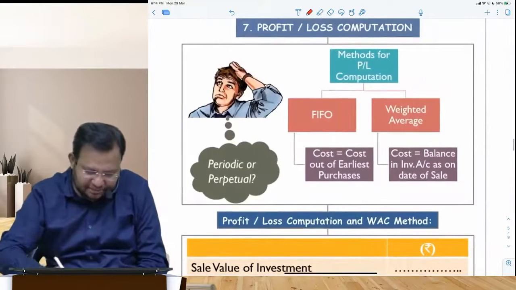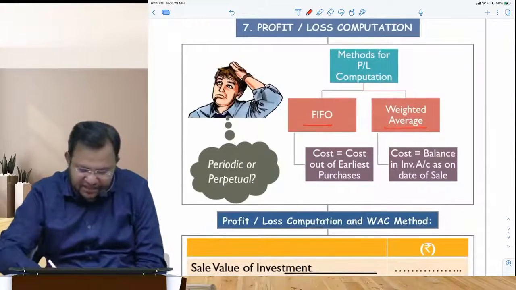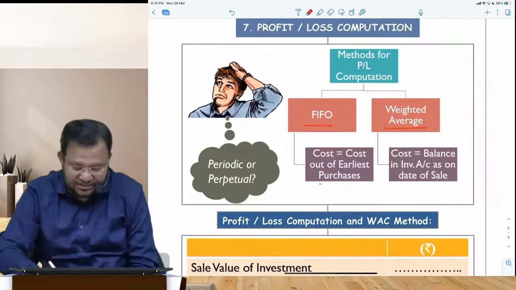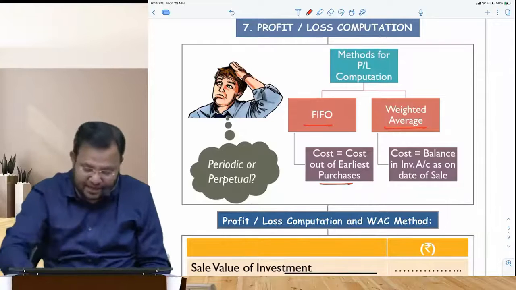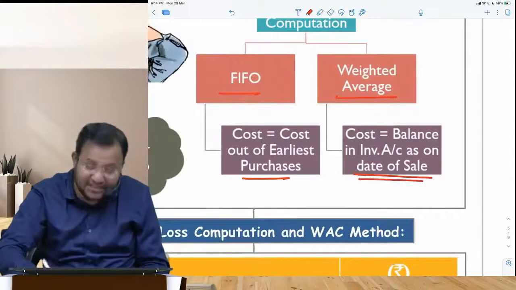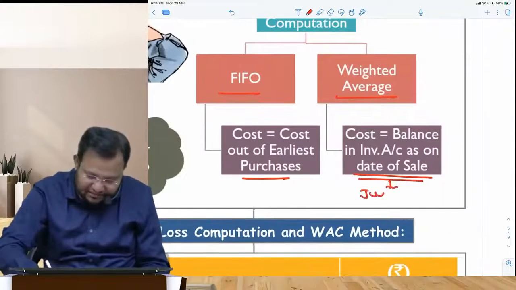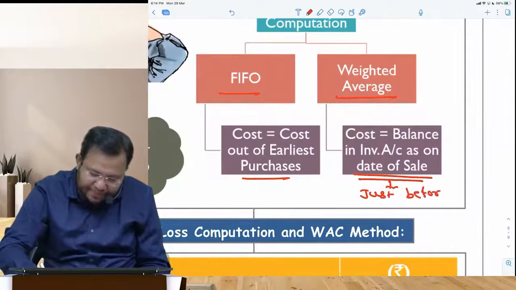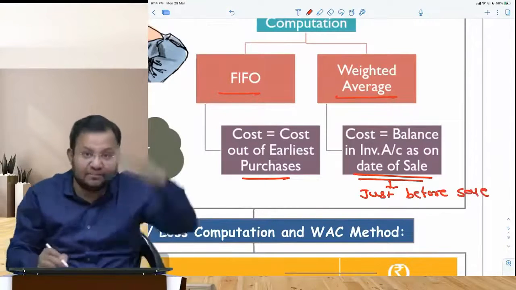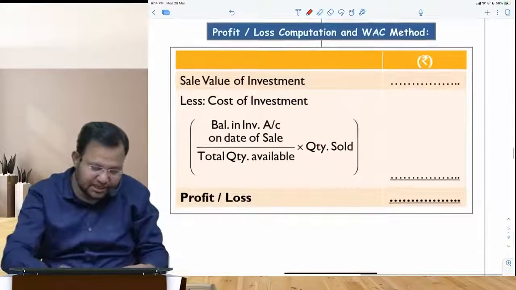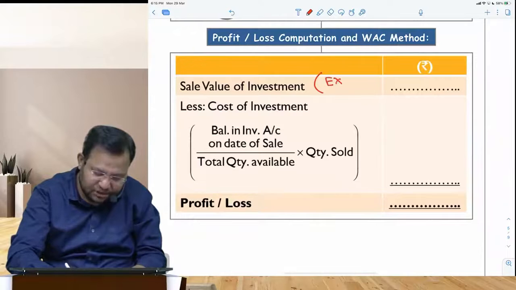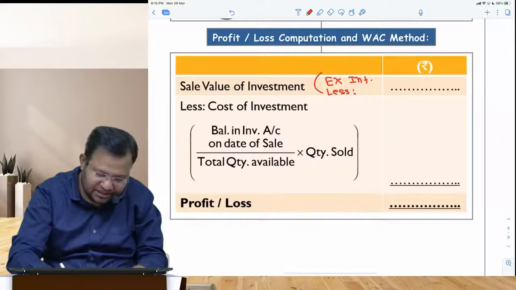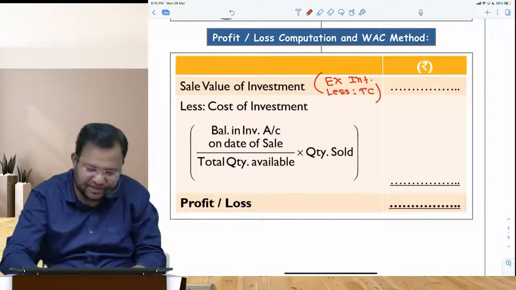Profit or loss can be computed under FIFO or weighted average. In FIFO, we assume cost is out of the earliest purchases. In weighted average, we have to find the balance in the investment account as on the date of sale, that is just before sale. So you have to calculate the balance of your investment account before sale, and then you calculate profit or loss as under. Sell value of investment, what will it be, children? Ex-interest minus transaction cost. This will be your effective sell value.